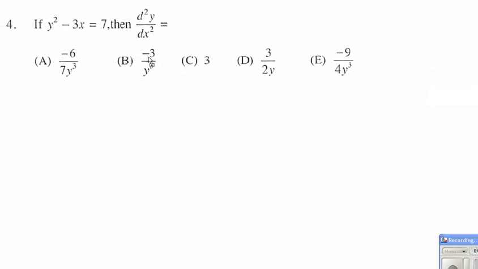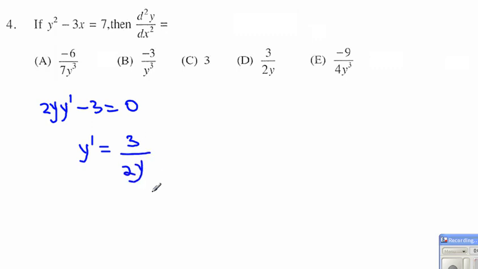Here we have double derivative. This is a great question. So when you take the first derivative, then what's going to be happening is 2y prime minus 3 equals 0. Now, by moving 3 to the other side, y prime becomes 3 divided by 2y. So that's what we end up getting.